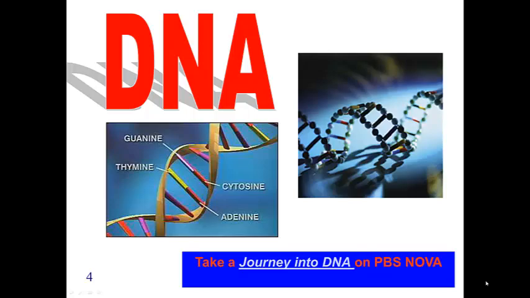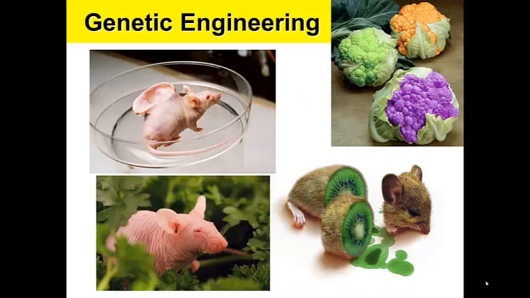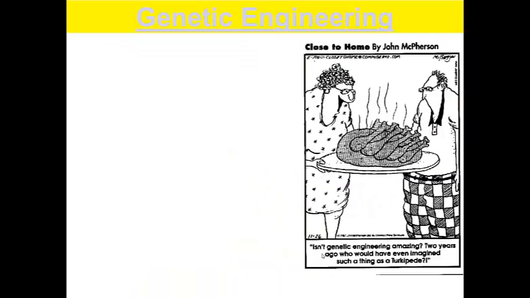So we will be talking about the fourth topic in DNA, which is genetic engineering. Genetic engineering is things like making cauliflower different colors or growing ears on mice, not about turning mice into kiwis. So here's this cartoon. Isn't genetic engineering amazing?